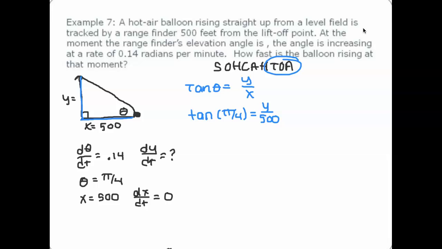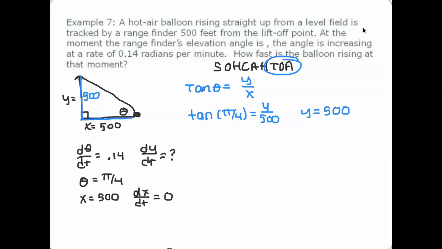So the tangent of pi-fourth is 1. That is why this is a non-calculator type question in that aspect, because the tangent of pi-fourths is 1. So you cross multiply by 500 and we get that y is also 500. So what type of triangle does that make this? Isosceles. It's an isosceles triangle. It's a 45, 45, 90.